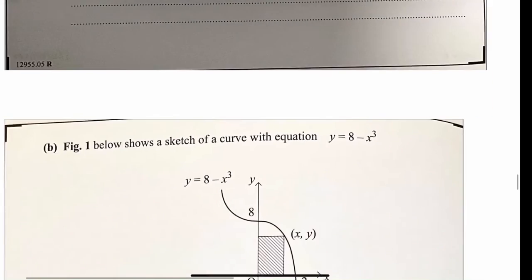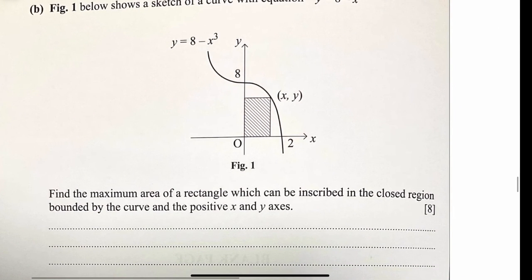Okay, next one, question 8. This really confused a lot of people throughout the country, really. This one, for whatever reason, really threw people. It says, find the maximum area of a rectangle which can be inscribed in the closed region bounded by the curve on the positive x-axis. If I'm honest, I've never seen a question like this, but when you look at it, it's actually a very nice question. It says maximum area.